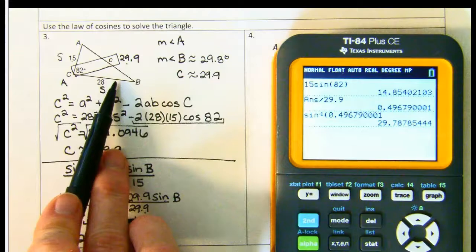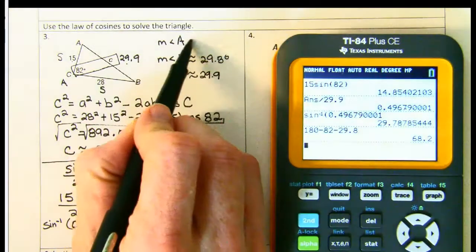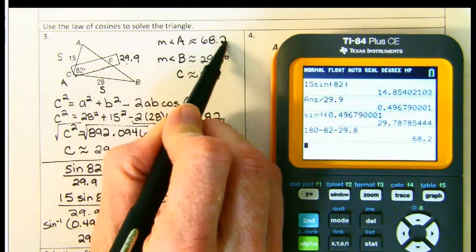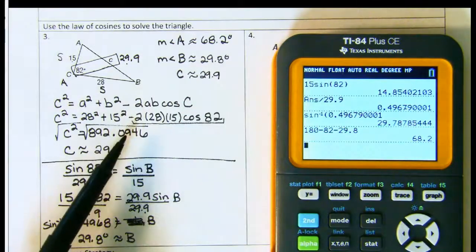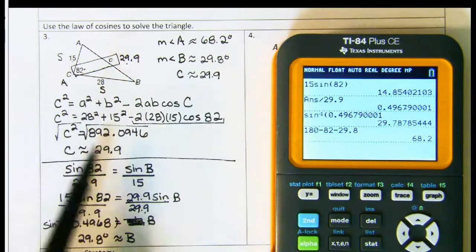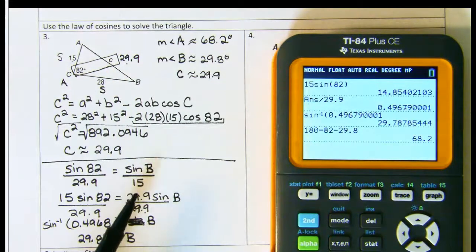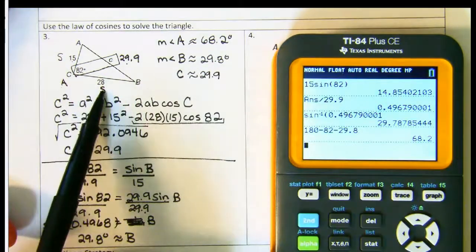We now can just use the 180 degrees in a triangle to find A. So 180 degrees, subtract 82, subtract 29.8, and we're going to get 68.2 degrees. So, law of cosines will get us unstuck. As soon as we get that matching pair, then we can go back to the law of sines because it's a little bit quicker. Okay, now that was an example of side, angle, side.